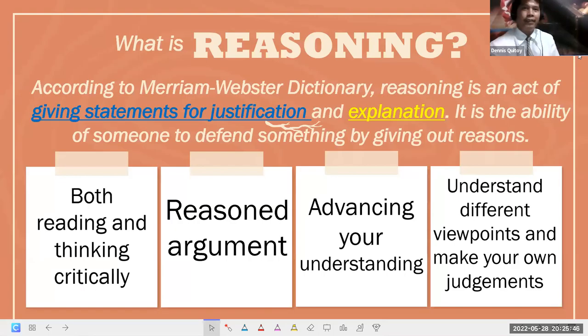Now, this is reasoning. What is reasoning? According to Merriam-Webster Dictionary, reasoning is an act of giving statements for justification and explanation. It is the ability of someone to defend something by giving out reasons. Both reading and thinking critically, reason argument, advancing your understanding, and then understand different viewpoints and make your own judgments. So, mauna siya ang reasoning. You are going to reason of something given statements for justification.